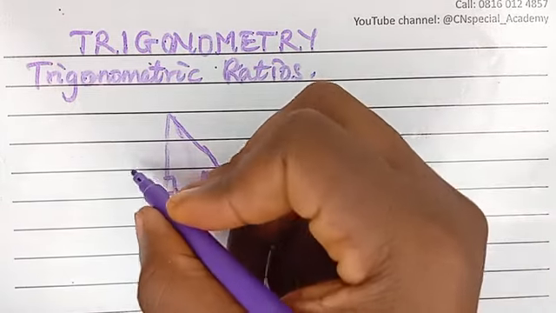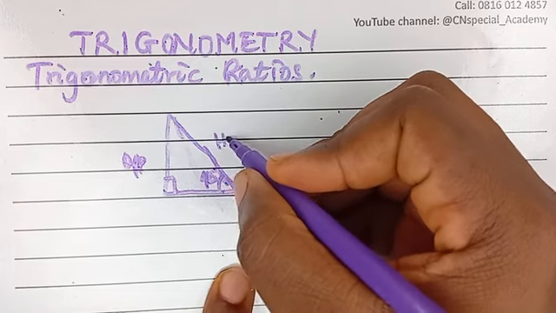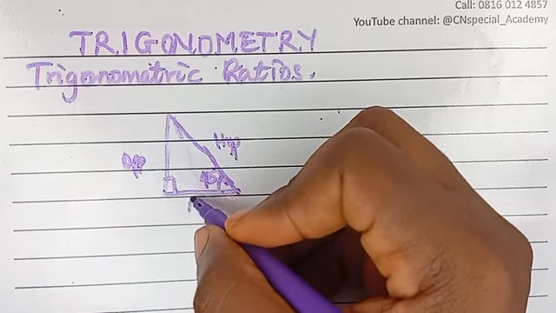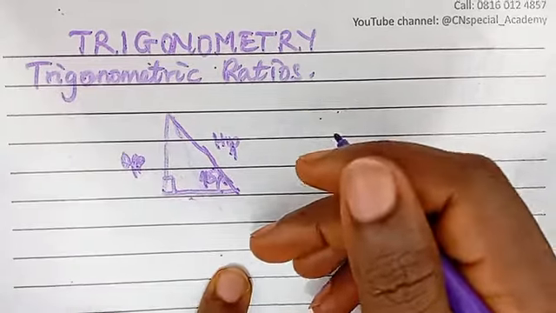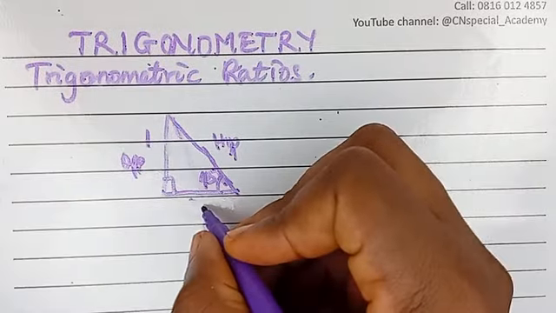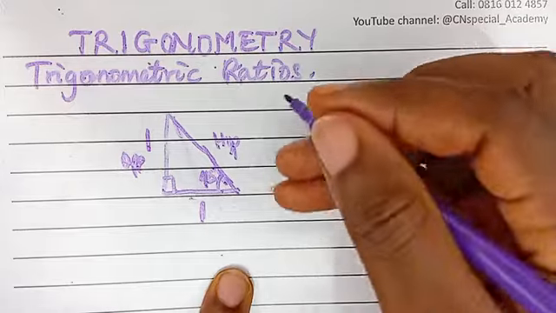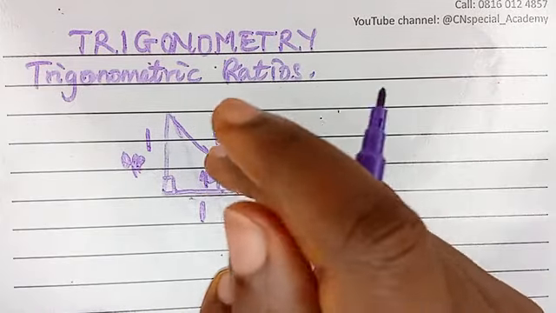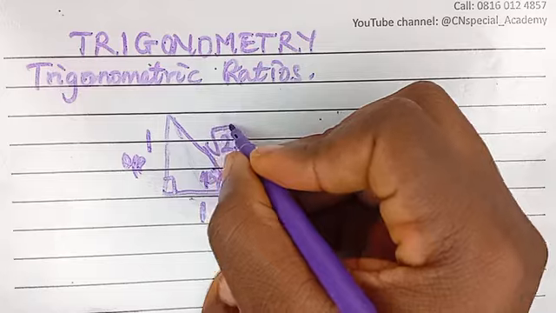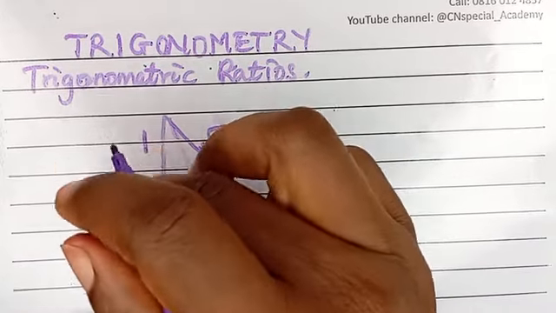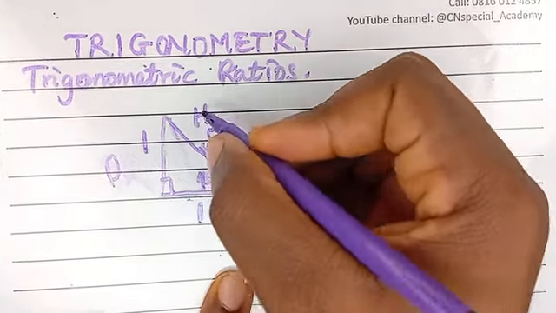So considering this angle, this becomes the opposite, and this becomes the hypotenuse, right? And then of course this is the adjacent. Now for this triangle, let us assume that the opposite and the adjacent are 1, units of 1. So from Pythagoras theorem, the hypotenuse becomes equal to root 2. So this is the opposite, this is the adjacent, this is the hypotenuse.